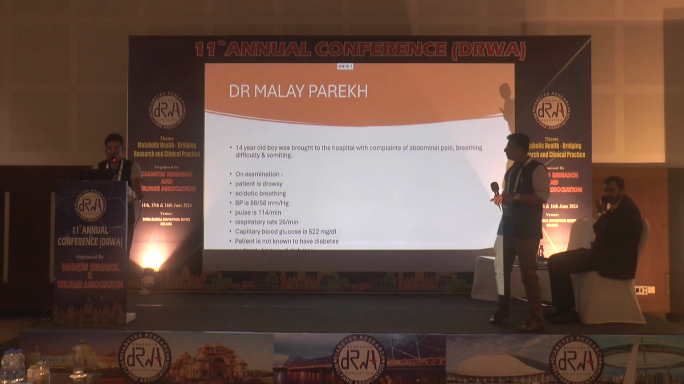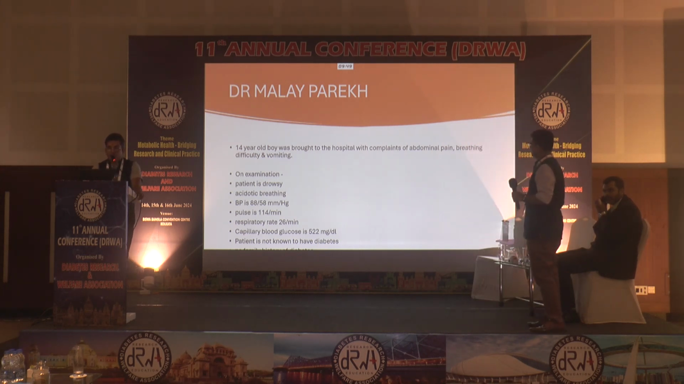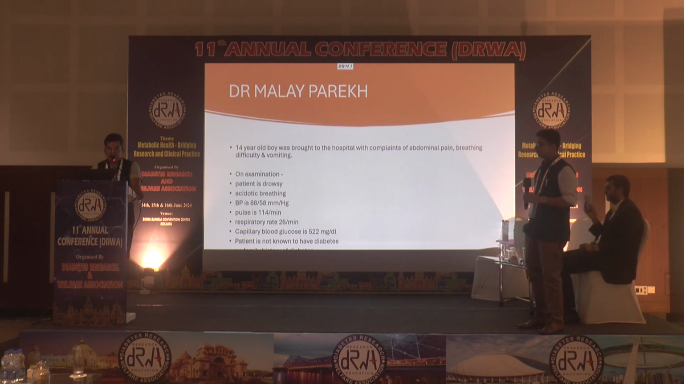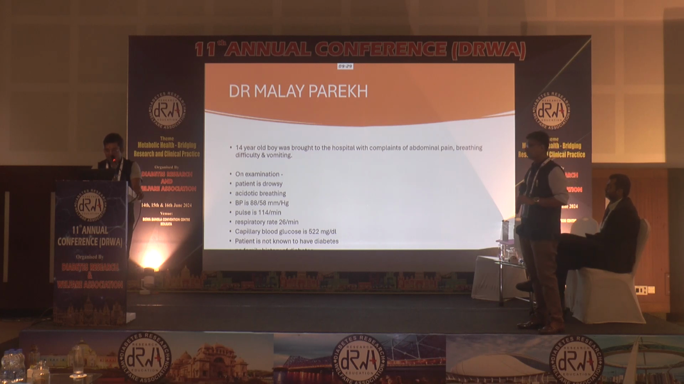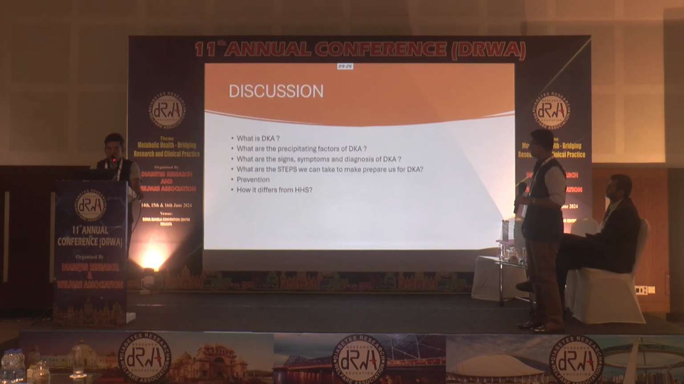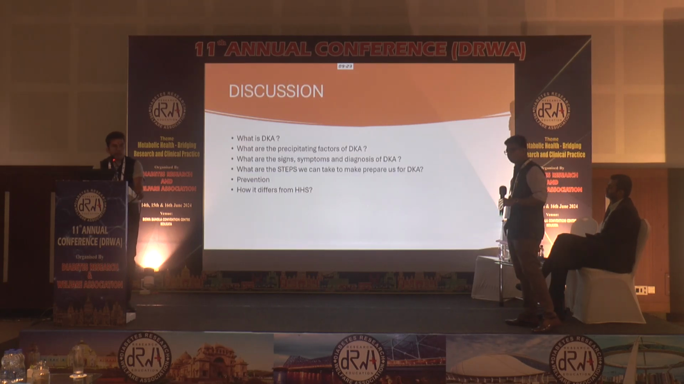A 14-year-old boy was brought to the hospital with complaints of abdominal pain, breathing difficulty, and vomiting. On examination, the patient is drowsy with acidotic breathing, blood pressure is 88/58, pulse is 114, respiratory rate is 26, and capillary blood sugar is 522. The patient is not known to be diabetic. So the first thing is, what should be done, and what is the DKA?